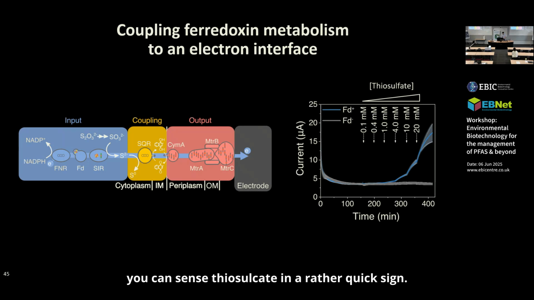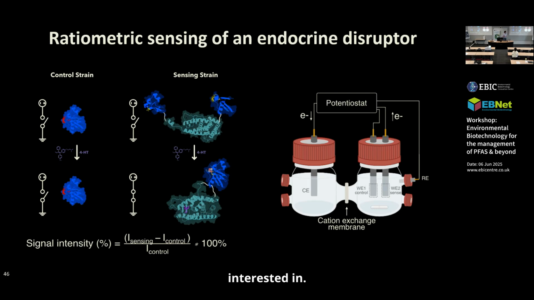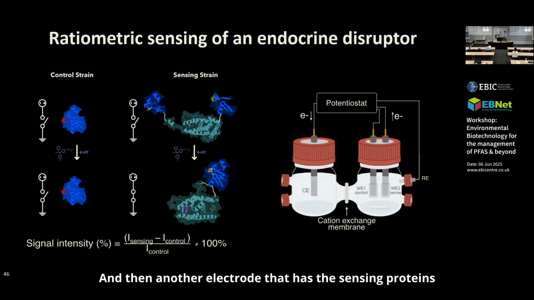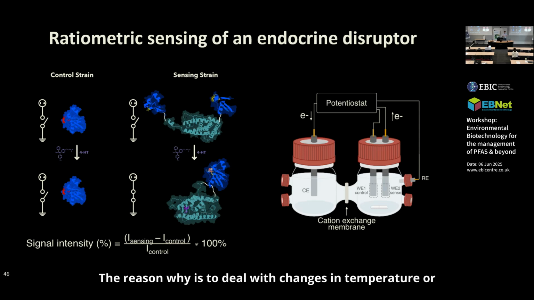quick time. And so what we wanted to do was then take our switch that we had built and see if this works within the same setting. And the way we normally do these types of measurements is to do ratiometric measurements. And so we'll have one electrode that's made of a control strain that doesn't respond to the molecule we're interested in, and then another electrode that has the sensing proteins within it, so that we can compare the current that's coming out of both of these. The reason why is to deal with changes in temperature or oxygen or other environmental conditions. We can actually back those out with this type of measurement.